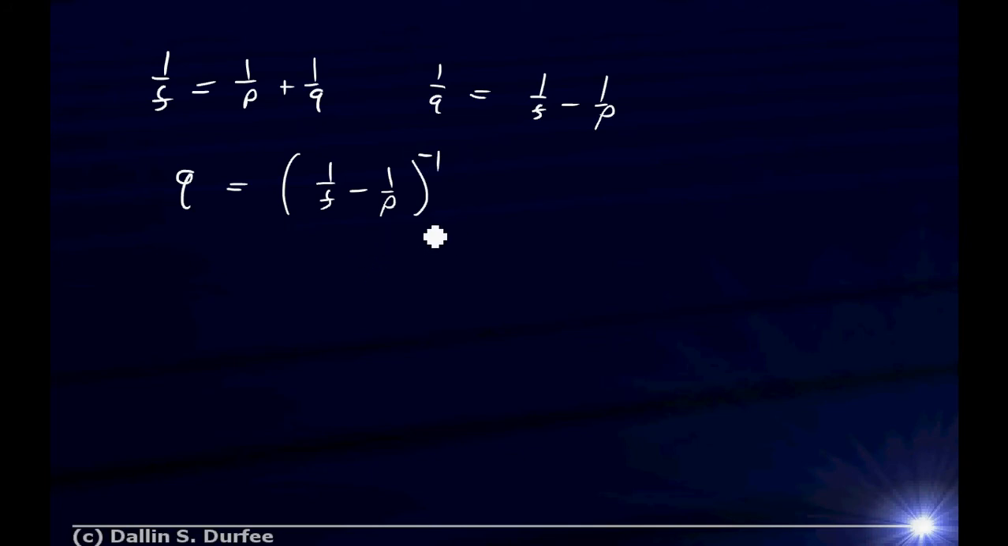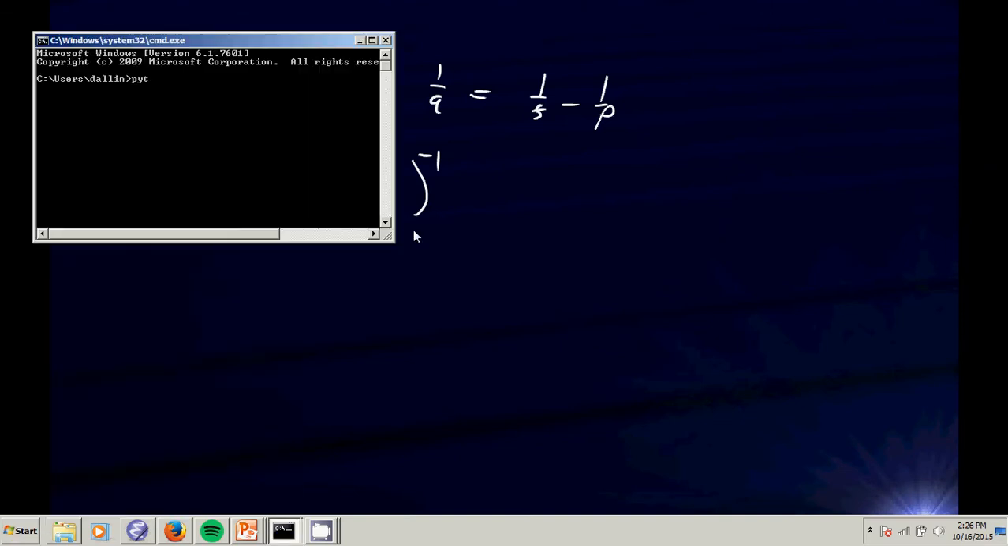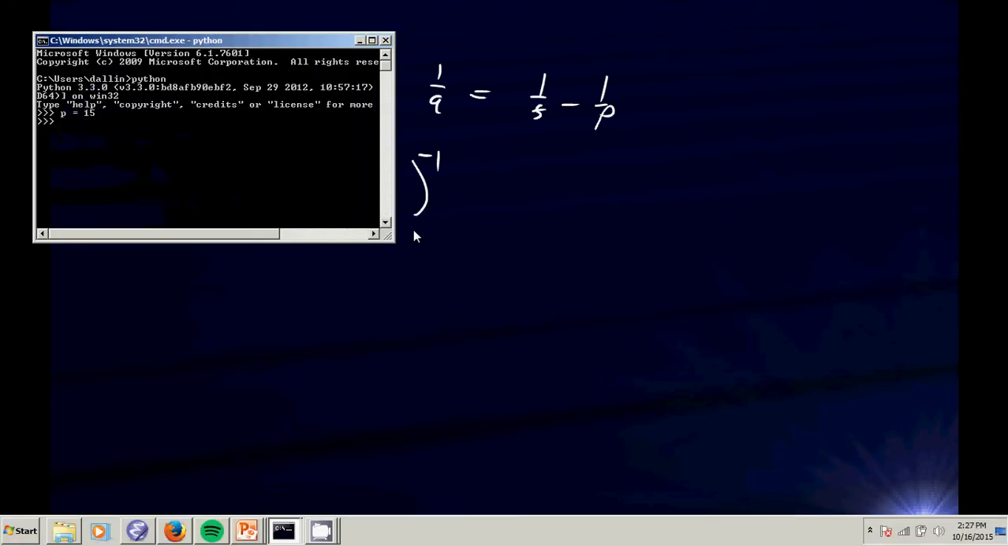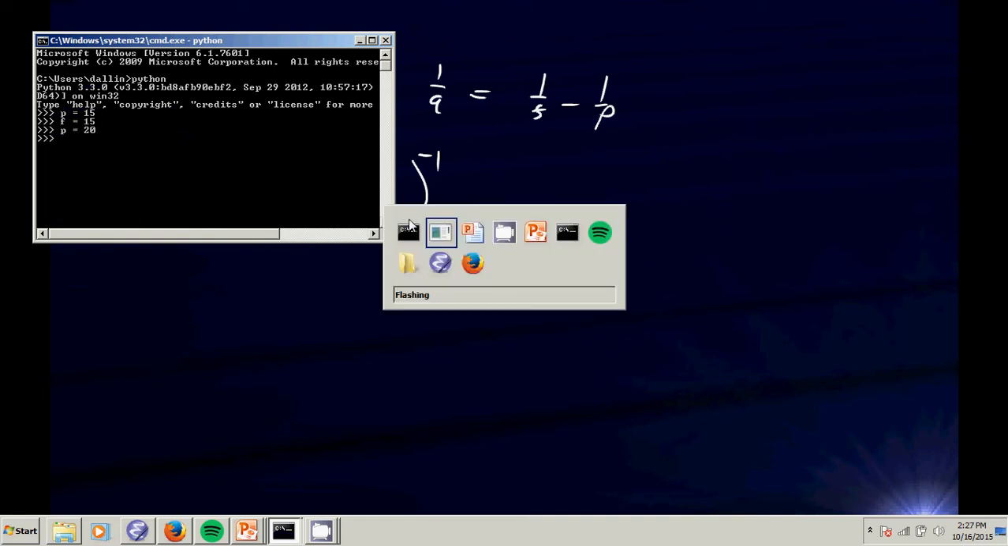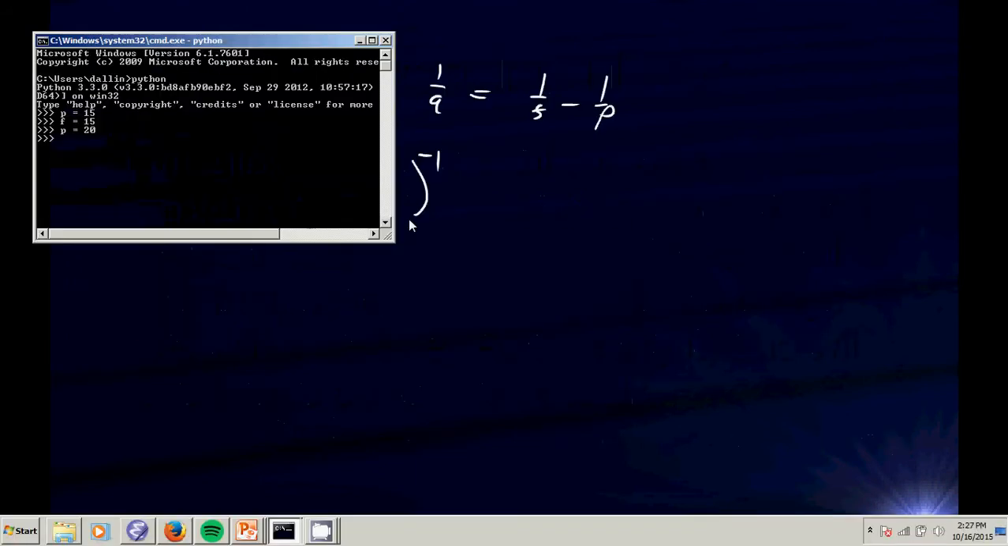All right, so just pull up Python. And f is equal to 15 centimeters. P is equal to 20. Did I do that right? Let's go up a slide. Focal length is 15, p is 20. All right, and so q is equal to 1 over f minus 1 over p, all raised to the negative 1 power. So q is 60 centimeters.